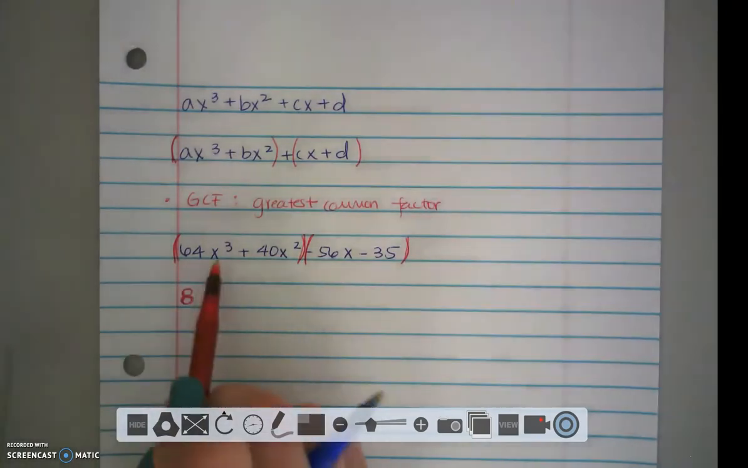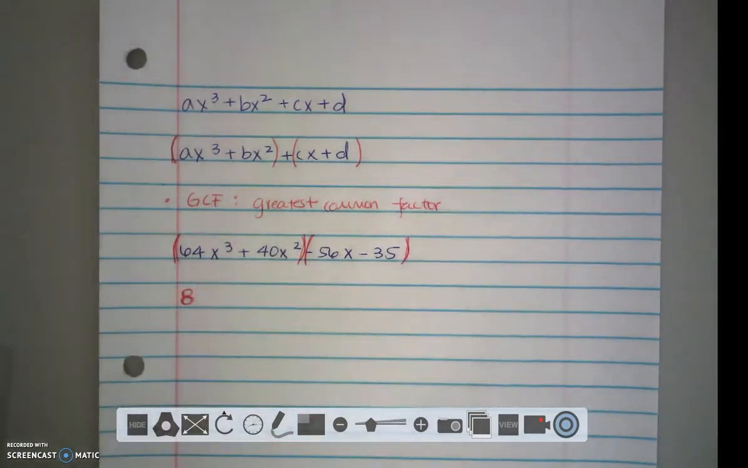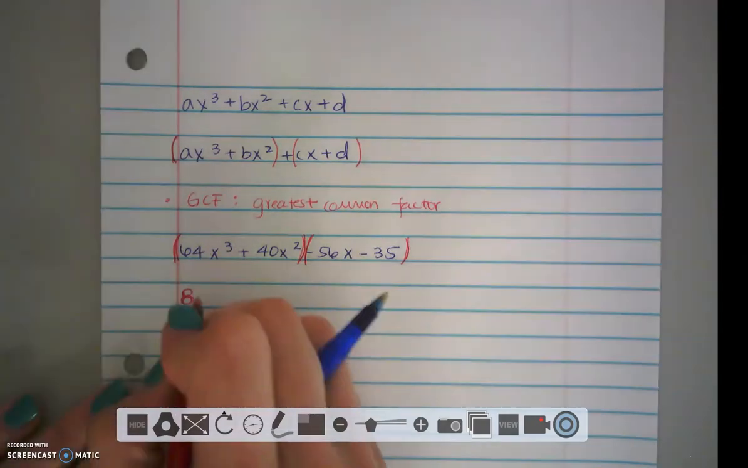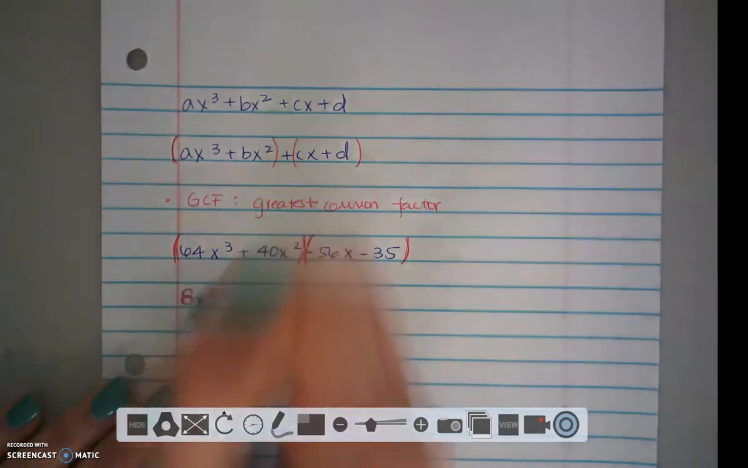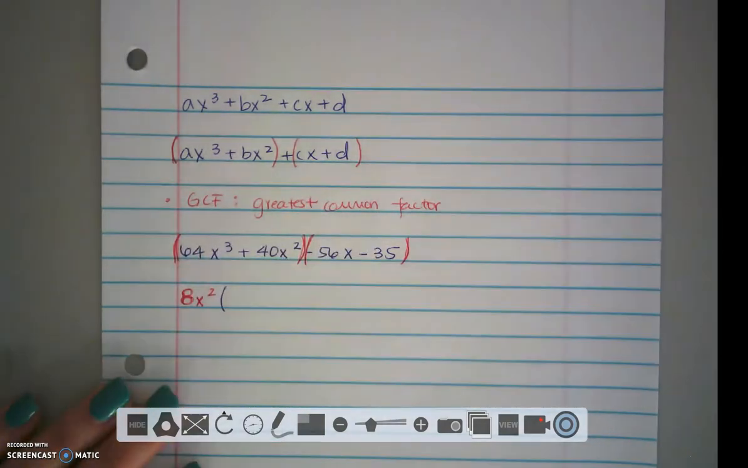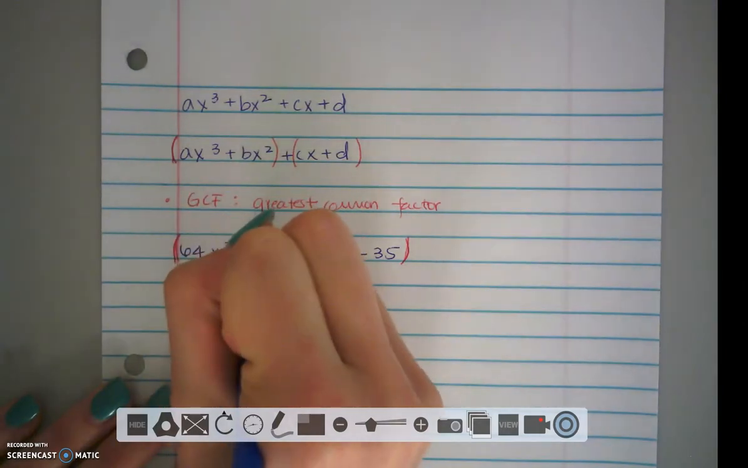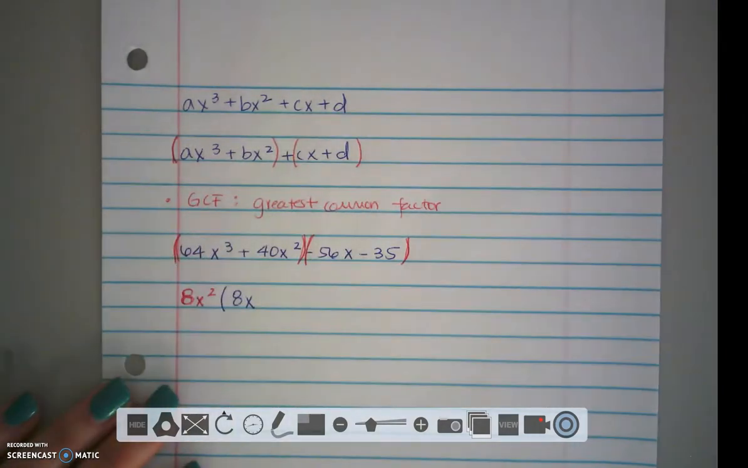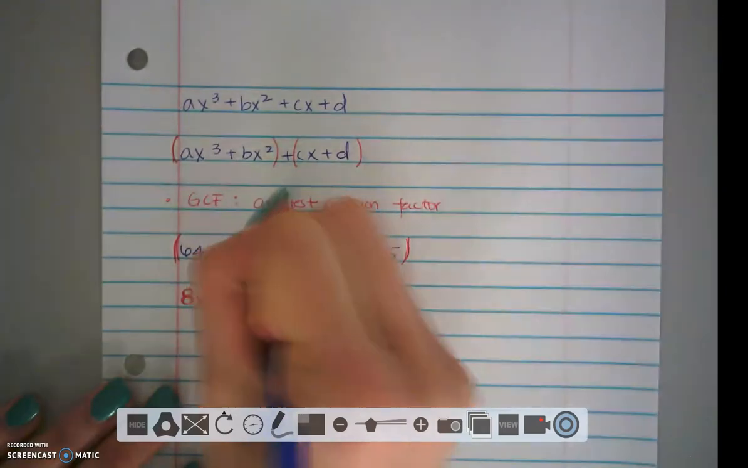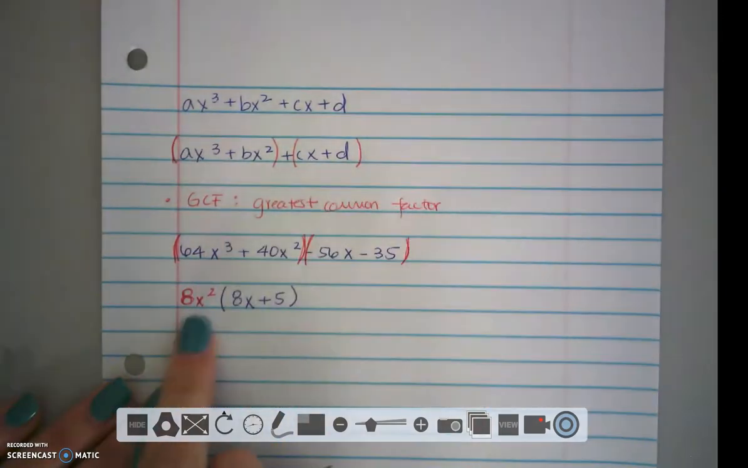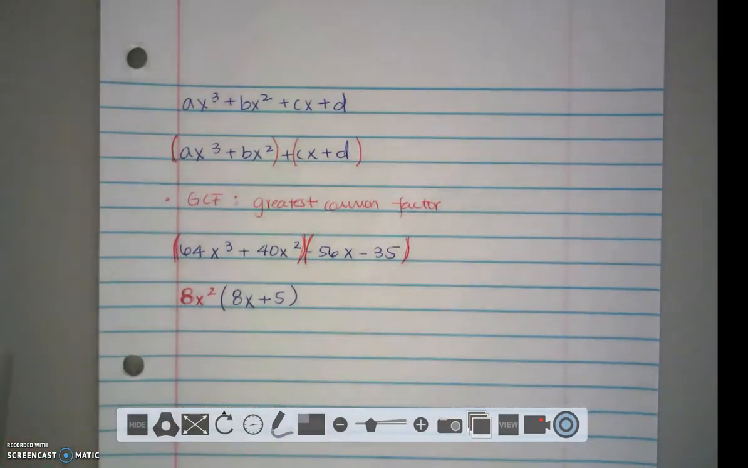Out of the variables, what's the largest group of variables I could take out? An x squared. So when I do that, I need to write what is left inside parentheses. 8 times 8 is 64, and I'm going to include an x. And then 8 times 5 is 40, and the x squared will stay with it after we multiply it out.